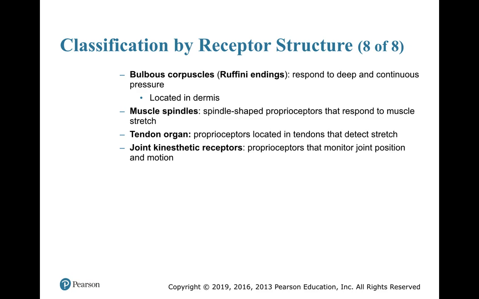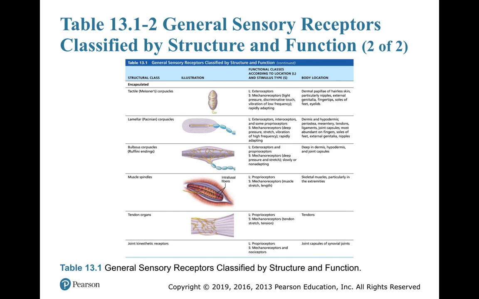Muscle spindles are spindle-shaped proprioceptors that respond to stretch within muscles. There is one called tendon organs, which is a proprioceptor in tendons detecting stretch. And then there are joint kinesthetic receptors that monitor the joint position and motion.